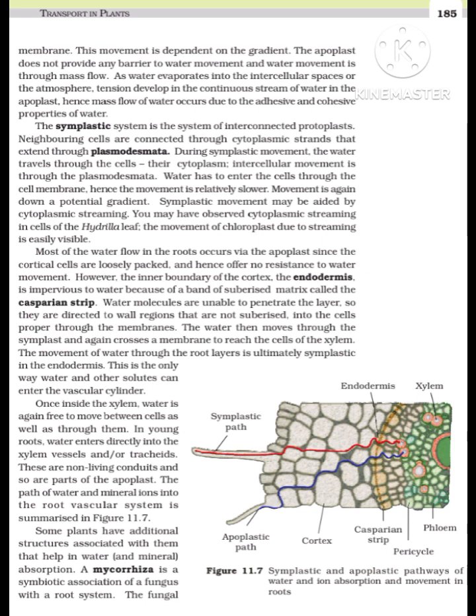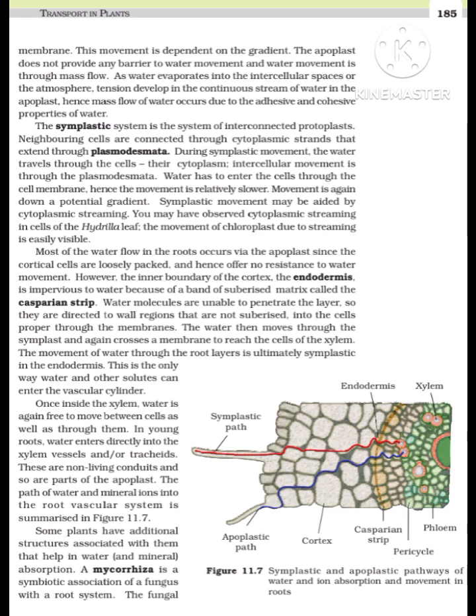Most of the water flow in the roots occurs via the apoplast since the cortical cells are loosely packed, and hence offer no resistance to water movement. However, the inner boundary of the cortex, the endodermis, is impervious to water because of a band of suberized matrix called the Casparian strip. Water molecules are unable to penetrate the layer, so they are directed to wall regions that are not suberized, into the cells proper through the membranes.